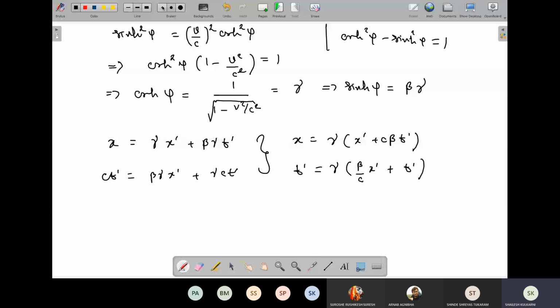So you can invert it now and write it in terms of x and t. For x prime, you can write, just change v to minus v. So if I change v to minus v, gamma will remain unchanged and beta will change the sign. So it will be gamma into bracket x minus c beta t, and t prime will be equal to gamma. I will write this t prime first, t prime minus beta by c x prime. So yeah, correct. Okay, so these are your Lorentz transformations.